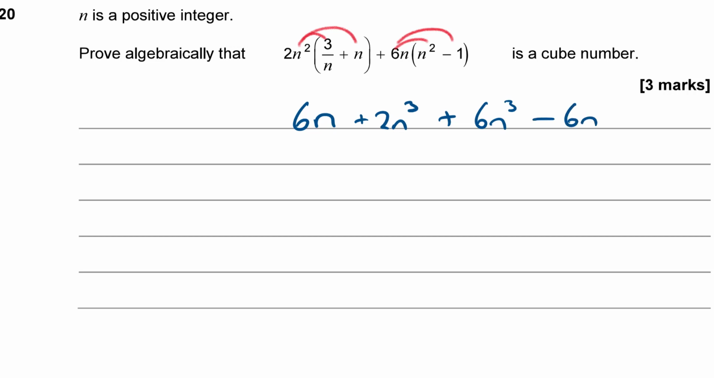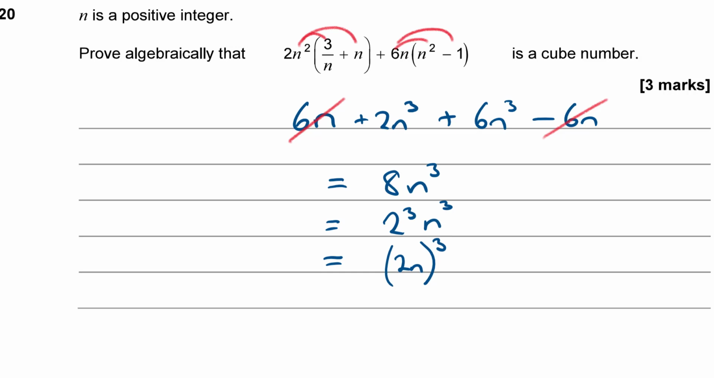Okay? So I can immediately see I've got a 6n at the front and a 6n at the back with different signs. They're going to cancel each other out. And that leaves me with 2n cubed plus 6n cubed, which is 8n cubed. Now, 8 is a cube number. 8 is 2 cubed. So I could rewrite 8 as 2 cubed, in which case I've got 2 cubed n cubed. And 2 cubed n cubed is the same thing as 2n all cubed, isn't it? Index of an index. If you have something in a bracket like that and raised to a power, you have to raise each thing inside the bracket to that power. So it's 2n all cubed.